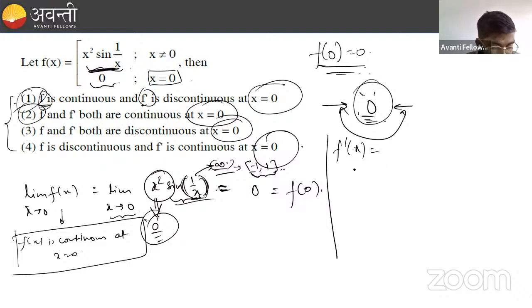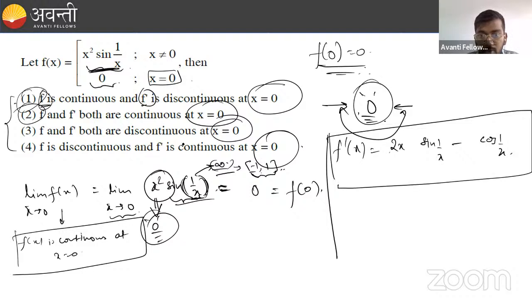So if you calculate f dash x, what will be f dash x? Your f dash x will come out to be 2x sine of 1 by x minus cos of 1 by x. So this is what f dash comes out to be after differentiating this x square sine of 1 by x. So first we differentiated x square, kept the other part constant, then we differentiated the other part and kept the x square constant, right? So we get f dash x as this. So let's find out limit x tending to 0 for f dash x. Okay, so you can say that f dash x is 0. Is it 0?